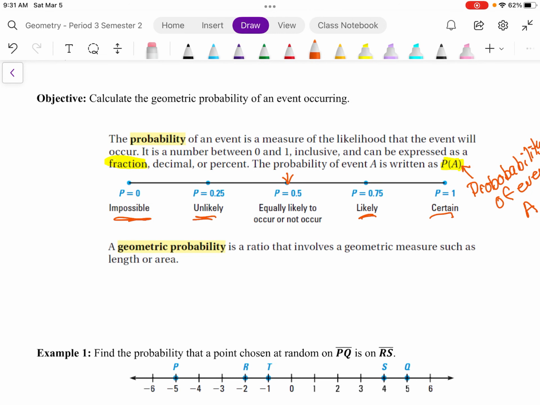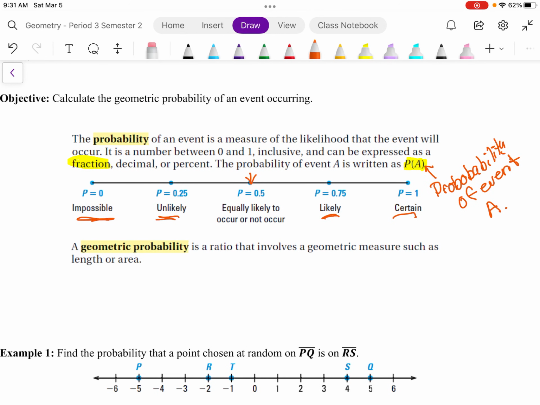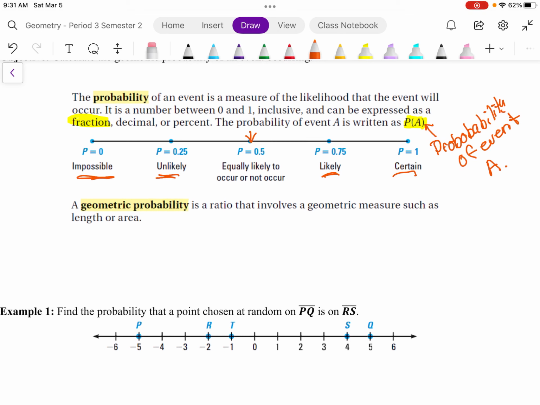And we are going to be working with geometric probability. And this is a ratio that involves a geometric measure such as length or area. So we're going to be putting either a length over another length or an area over an area. And we're going to go over some examples of what that will look like.